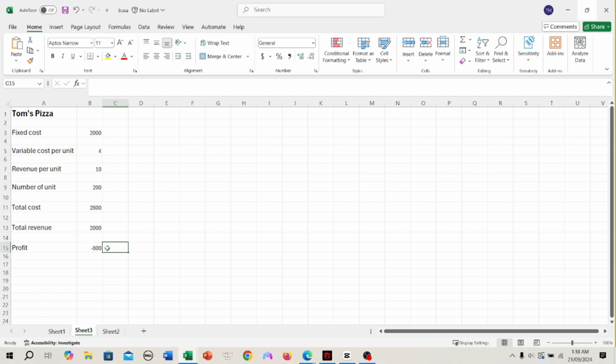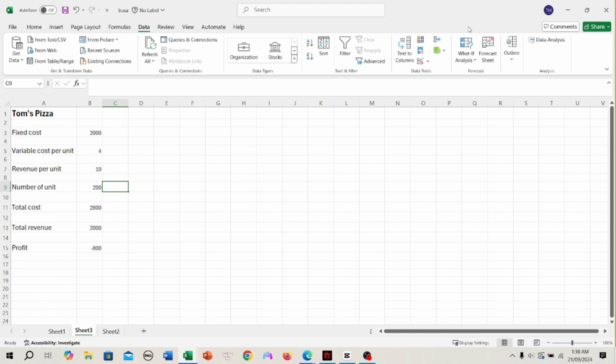But in this case, his target is just 200 pizzas, and he wants to break even with that number of pizzas. So what price should he change to achieve that goal? Let's come up with the Goal Seek function to find the results.